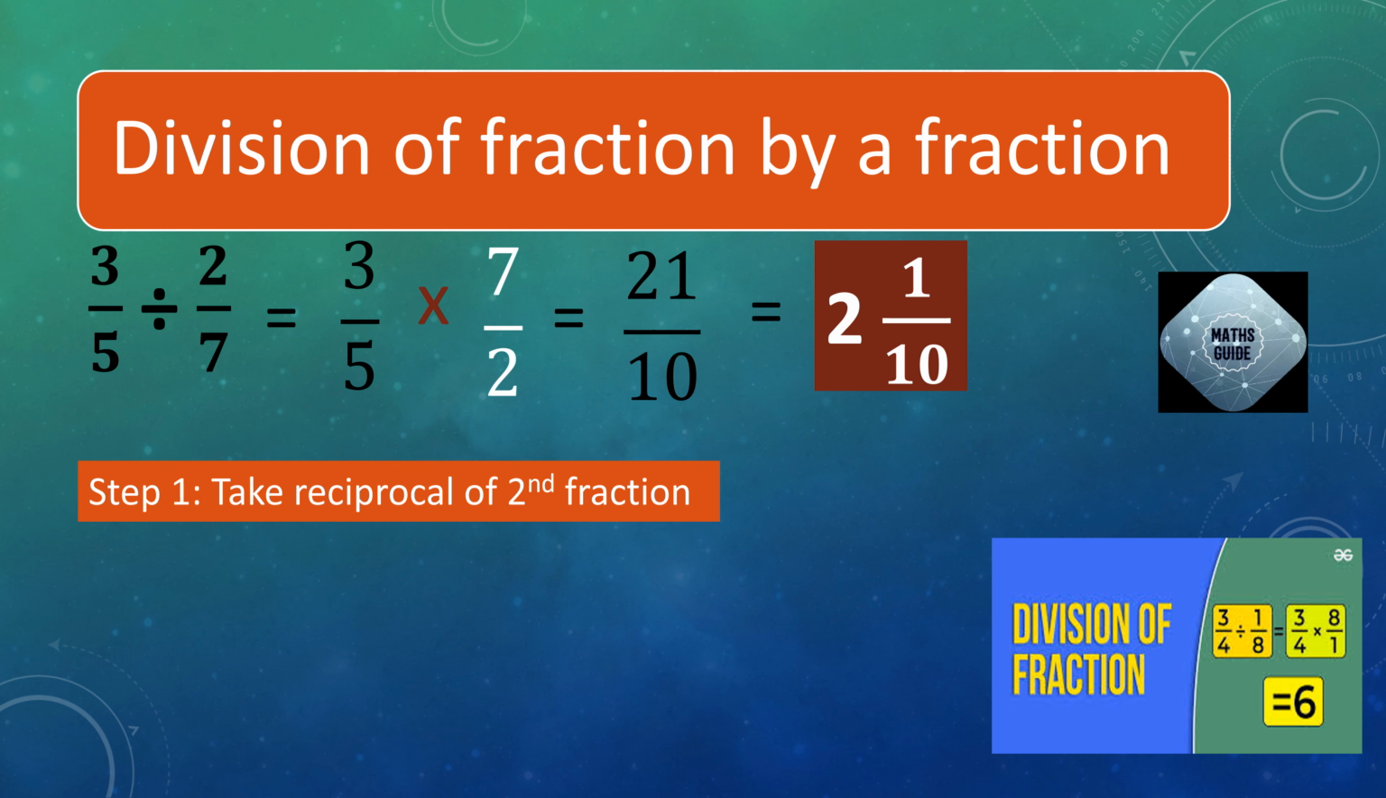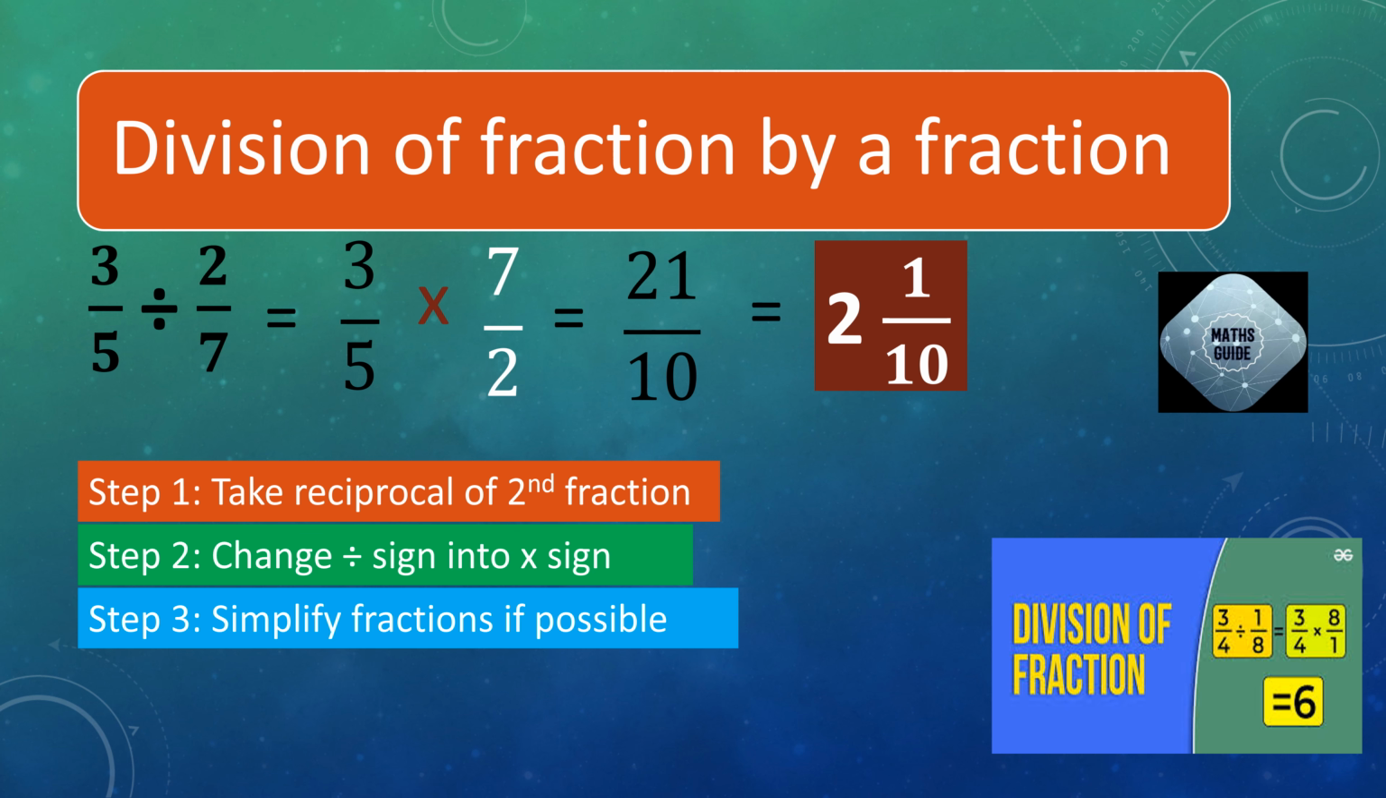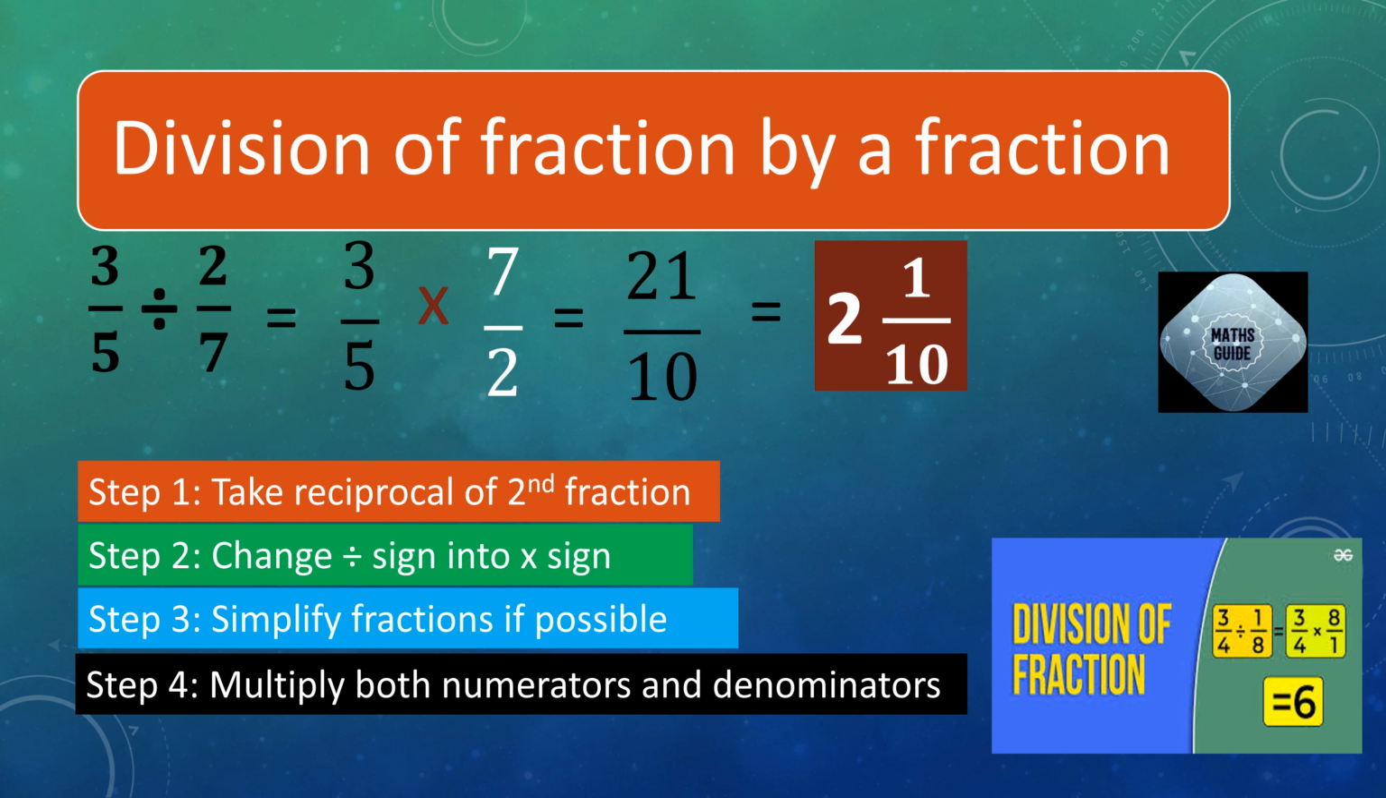Now recall all the steps. Take the reciprocal of the second fraction, change the sign, simplify fractions if possible, then multiply both numerators and denominators.